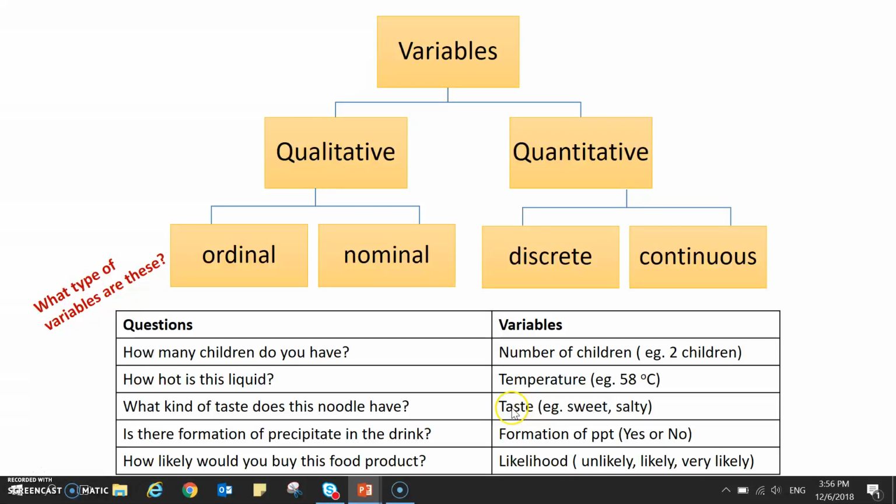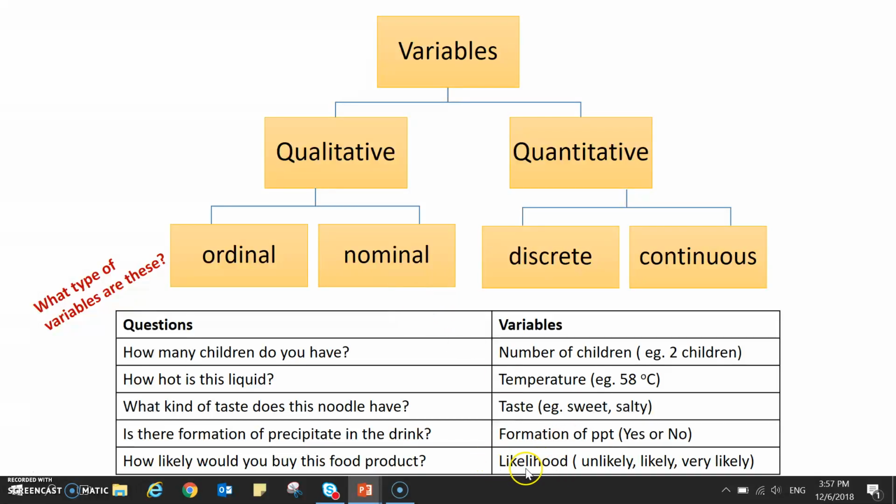Taste. Obviously, taste in this case, since you are measuring sweet, salty, sour, these are qualitative variables. And there is no particular ranking order, therefore, they are considered as nominal variable. Formation of precipitate. Since this is either a yes or no question and answer, they are considered as nominal variable.